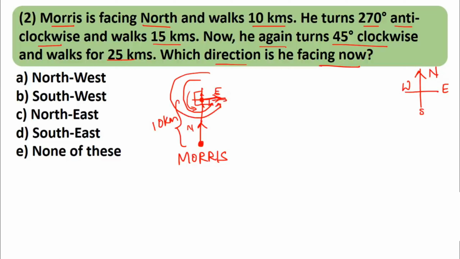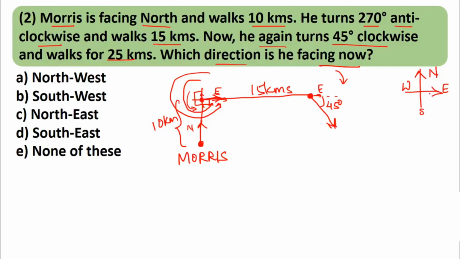And now Morris walks 15 kilometers in this direction. Okay, this is 15 kilometers. Now Morris is over here, he is facing east, correct? Now again he turns 45 degrees clockwise. Okay, now what is clockwise? Like the hands of a clock. So it is like this. So if this is a straight line, this is 45 degrees, correct? So Morris turns 45 degrees.